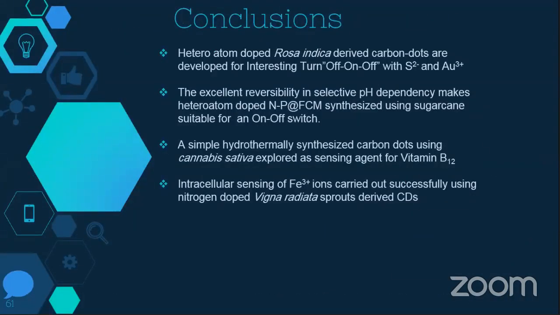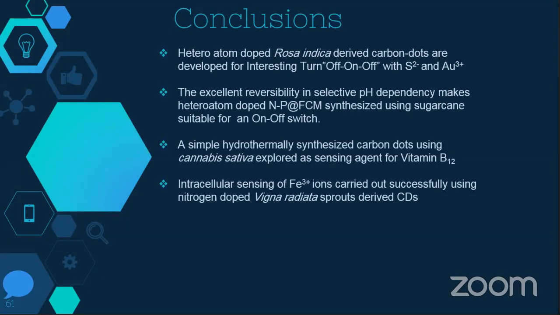So in conclusion, heteroatom doped Rosa indica, that is the rose petal based carbon dots, was developed for an interesting turn on off mode with sulfide and gold metal ion. Then excellent reversibility and selective pH dependency we have seen with the heteroatom doped nitrogen phosphorus functionalized carbon material. Then Cannabis sativa based sensing of vitamin B12 was observed, and sensing of Fe3+ ion was observed using the Vigna radiata sprout.